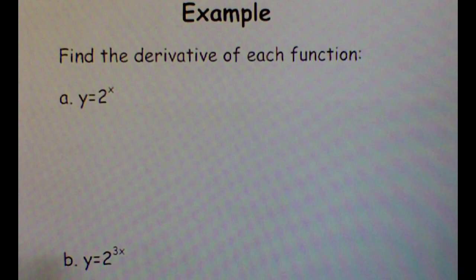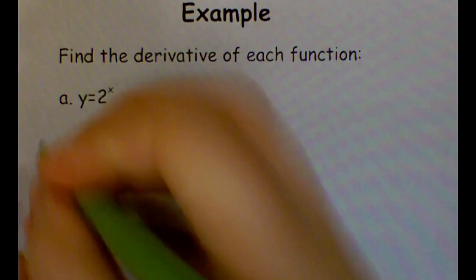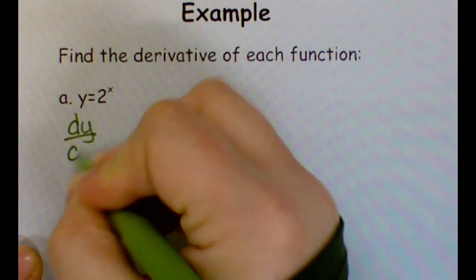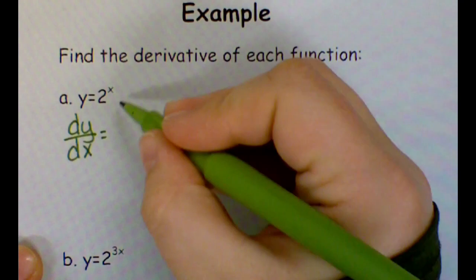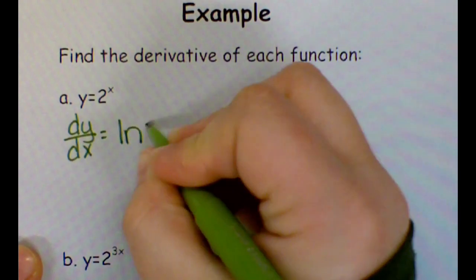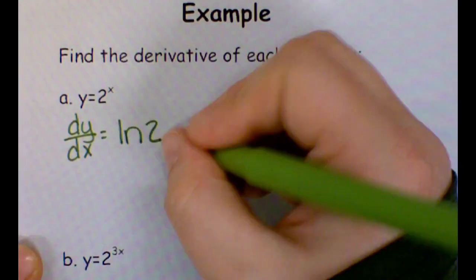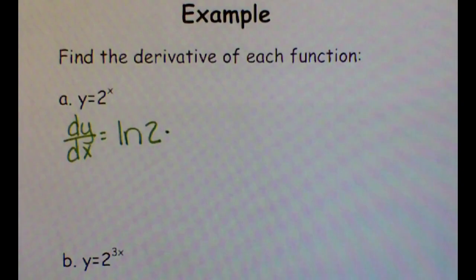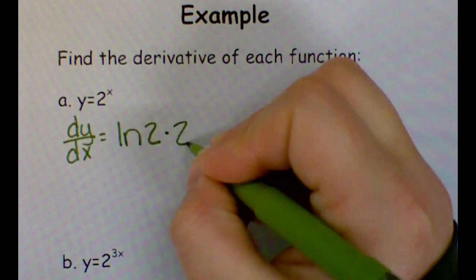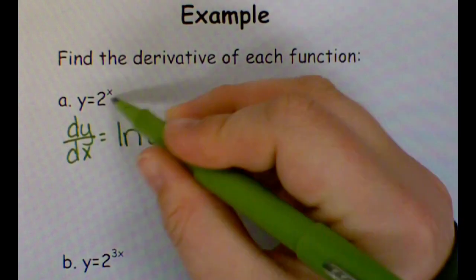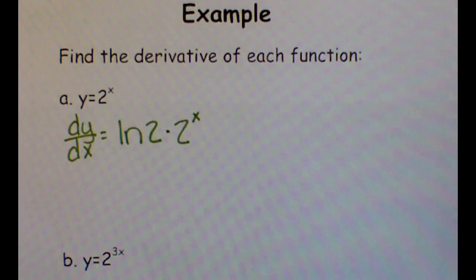Y equals 2 to the x power. If I want to find the derivative, dy/dx, it's exponential, so I take the natural log of the base times the base to the power times the derivative of the power, which is just 1.